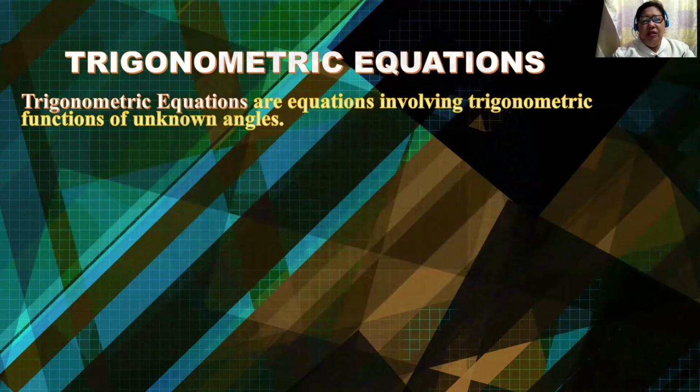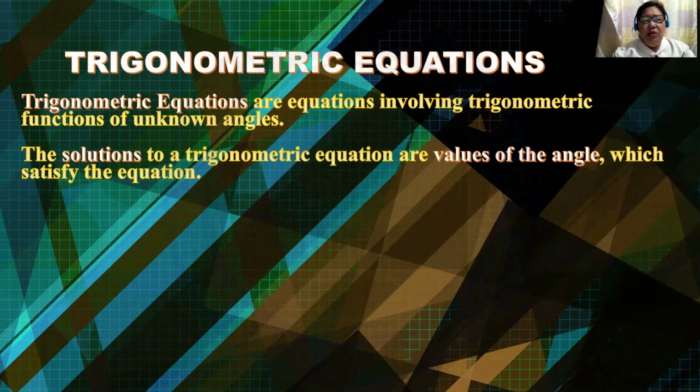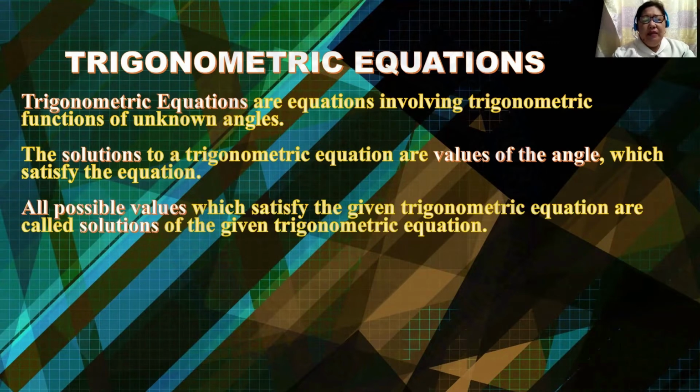Trigonometric equations are equations involving trigonometric functions of unknown angles. The solutions to a trigonometric equation are values of the angle which satisfy the equation. All possible values which satisfy the given trigonometric equation are called solutions of the given trigonometric equation.